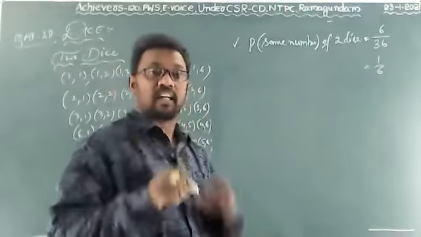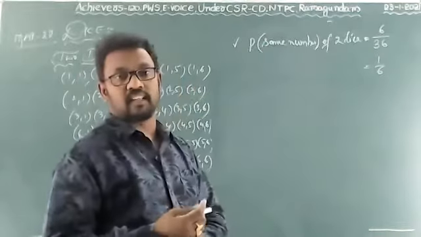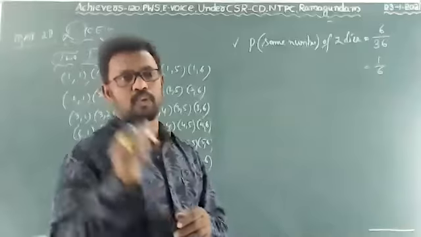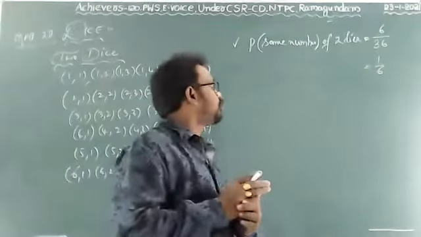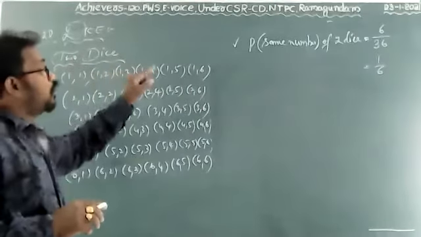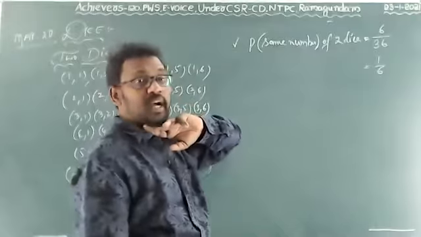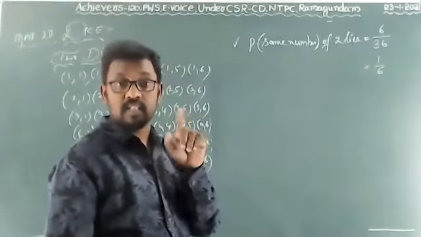Don't cancel. Try to avoid cancellation. The solution you have to present like that. If you strike, it looks odd. Okay? Fine. So the result: the probability of getting the same number on 2 dice is 6 by 36. 6 ones are 6, 6 sixes are 36, so 1 by 6.